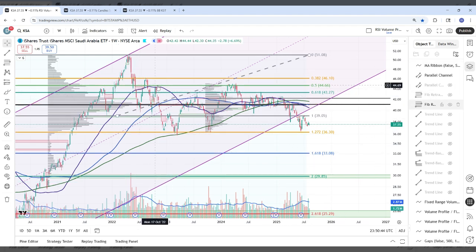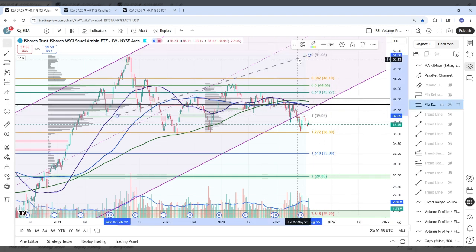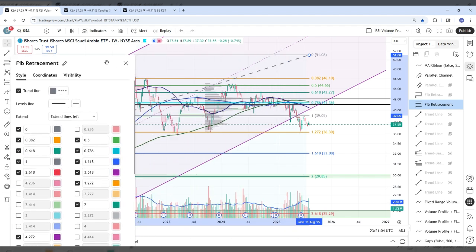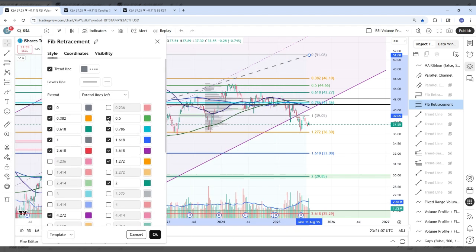You can see the 0.5 works, the 382 works, the 618 works pretty good. And let's see what we got. There's our 786. Yeah, it's right in the middle there.